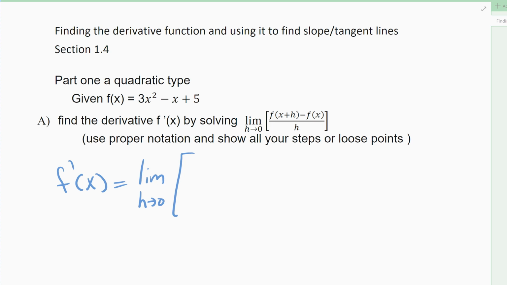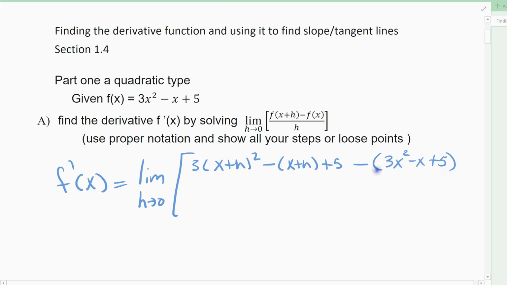All right, so the first step is to plug in the x plus h. So 3 times x plus h squared minus x plus h plus 5. So there's the first part, f of x plus h, minus parentheses f of x, which is 3x squared minus x plus 5. Make sure you put parentheses because you have to remember to distribute that negative. Divide by h. You have to include the divide by h because that's, again, part of the expression.